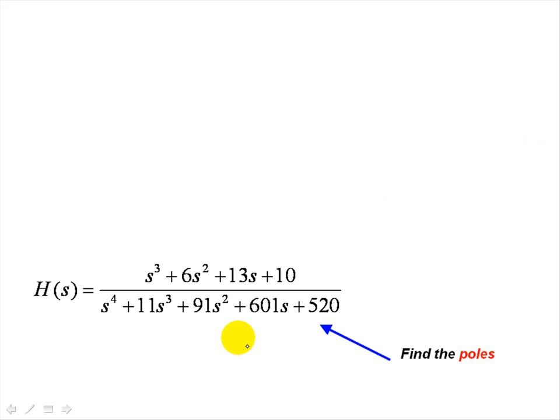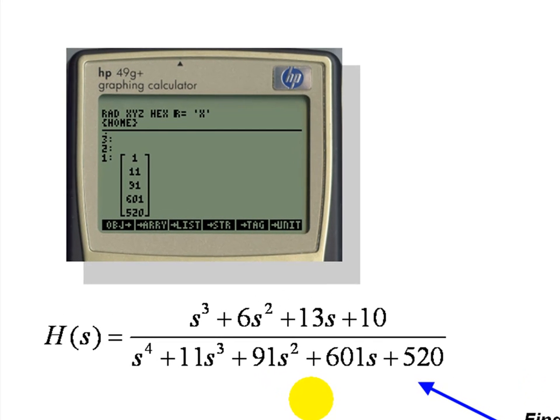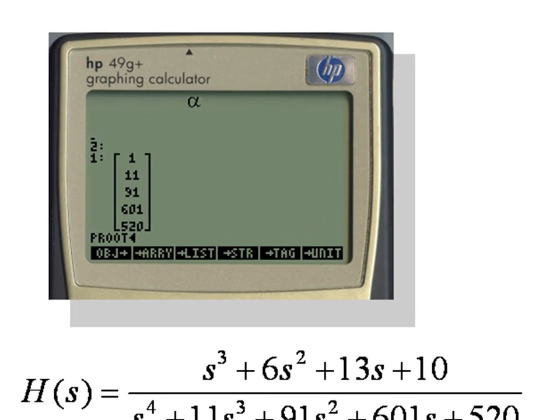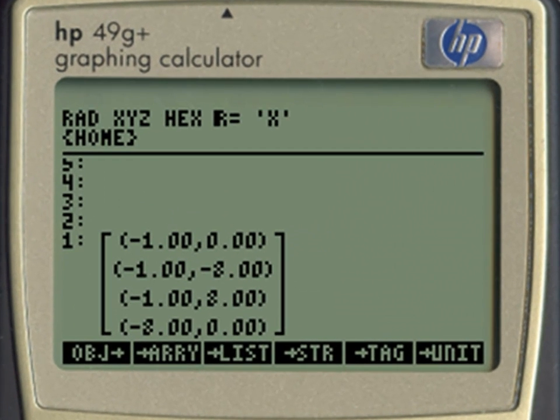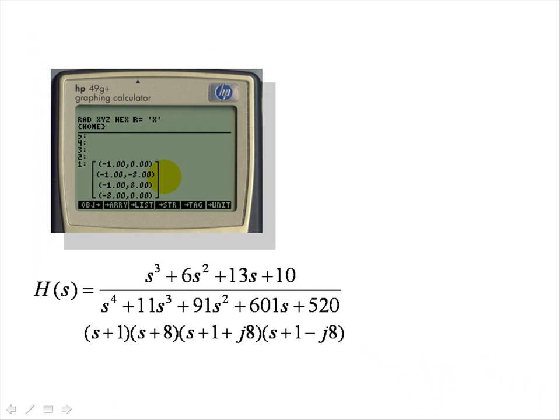Now, let's find the poles on the calculator. We enter the coefficients of the polynomial in the denominator as a vector. Issue the command to find polynomial roots, and the poles of the transfer function are 4, 2 real ones and 2 complex conjugates. This allows us to write the denominator as a product of factors.